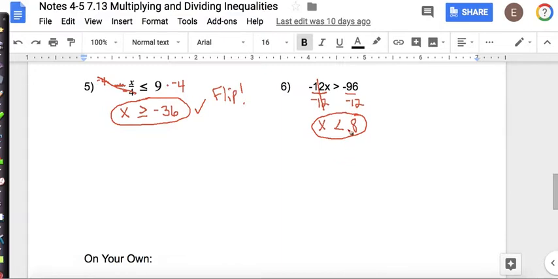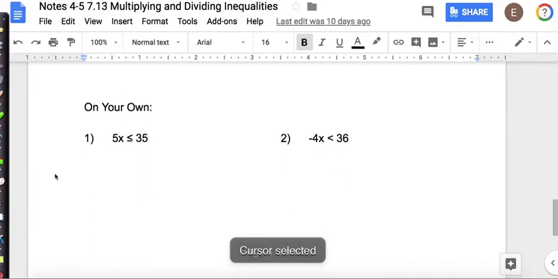So we're going to pick something less than 8, so I'm going to choose 7. Negative 12 times 7 is negative 84. Is negative 84 greater than negative 96? It sure is. Now, if you feel comfortable with the 6 examples we've done, go ahead and pause the video and see how you can do on your own.